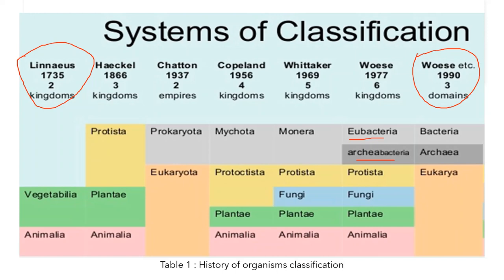Then, as we refer between Copeland and Whittaker, Copeland have four kingdom, but Whittaker have five kingdom, where Whittaker add up fungi as a new kingdom. So this is the history of the organism classification that actually valid until now.